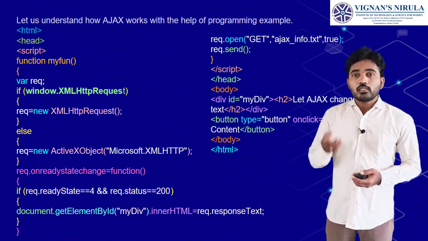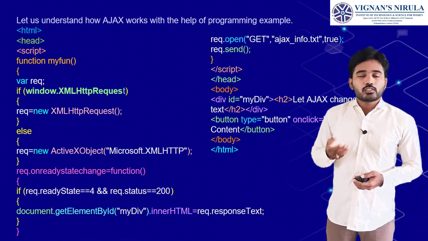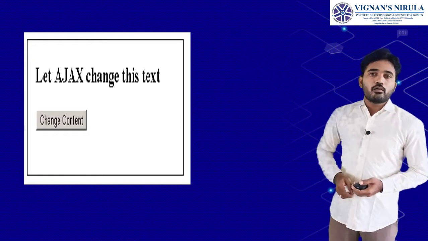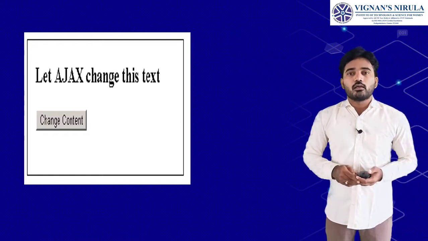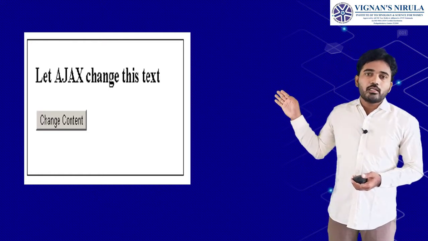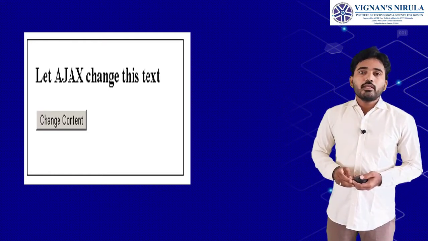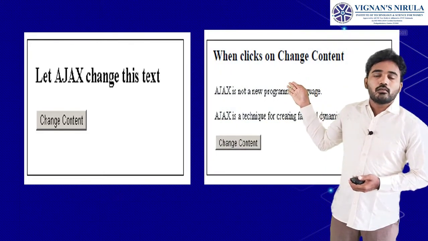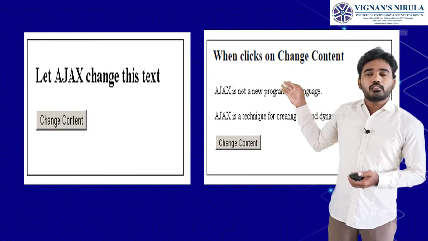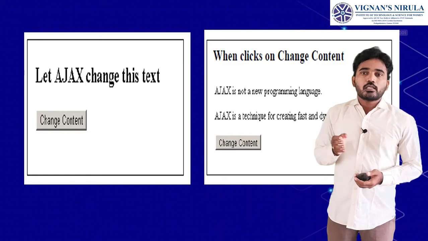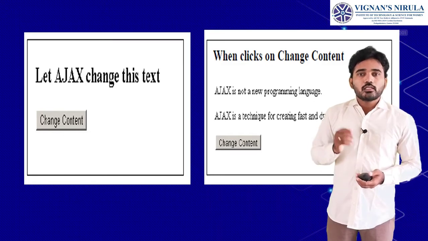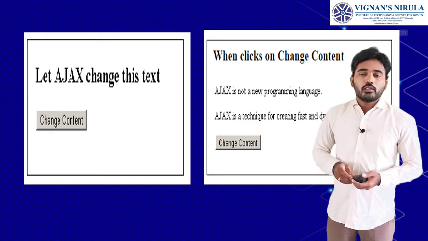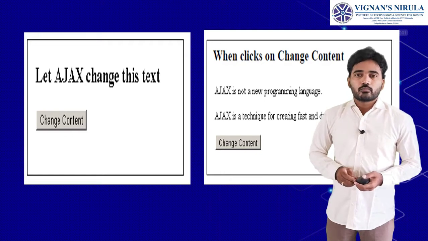So now let us see how the output looks. Initially the output looks like this. First it has a heading, let AJAX change this text. When you click on that button, that is, change content, immediately that line, let AJAX change this text, is replaced by these two lines: AJAX is not a new programming language, and AJAX is a technique for creating fast and dynamic web pages. These two lines are stored on the server in a file like AJAX info.txt.